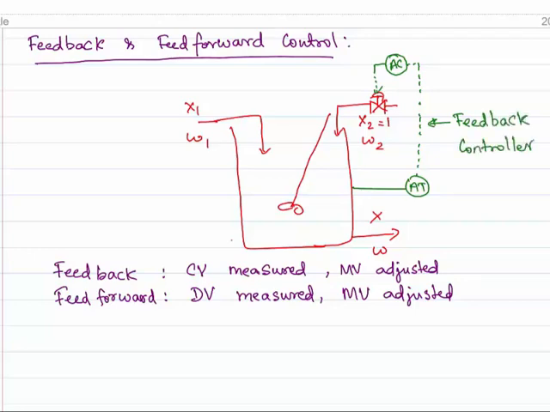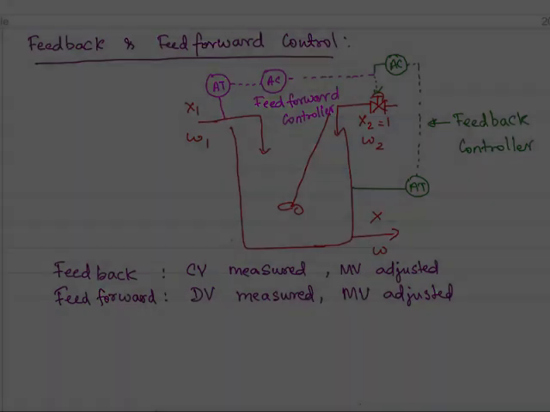In a feedback controller, we measure the controlled variable using a sensor. You pass that information to a controller and adjust the valve accordingly. In a feed-forward controller, we use a sensor to measure the disturbance variable and pass that information to a controller.